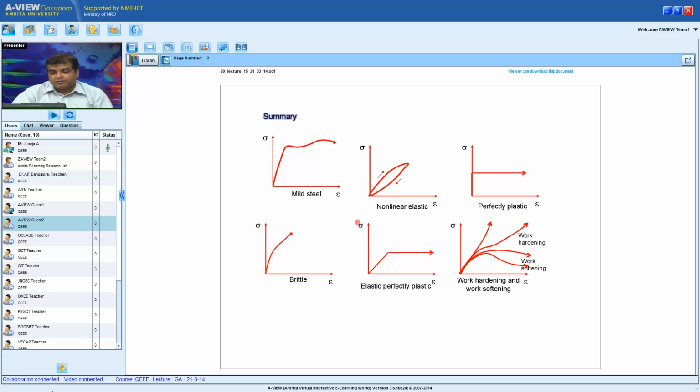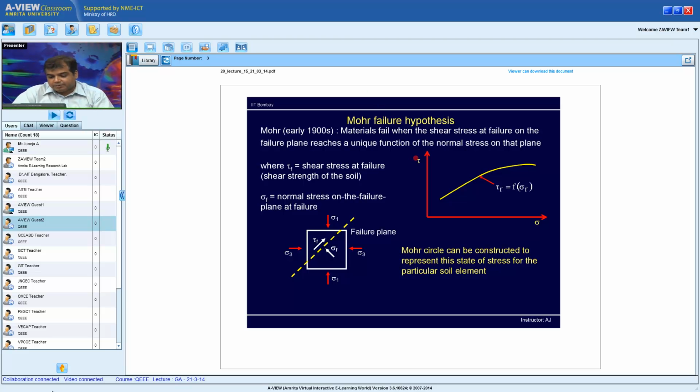In most of the soil mechanics which we teach in third year, it is only the second last figure which is of interest to us. If you want to go into research, it is the last figure wherein you have a work hardening or a work softening material. It is only the elastic, perfectly plastic material which is of interest to us. An example of elastic, perfectly plastic is Mohr-Coulomb. We'll start with Mohr-Coulomb today.